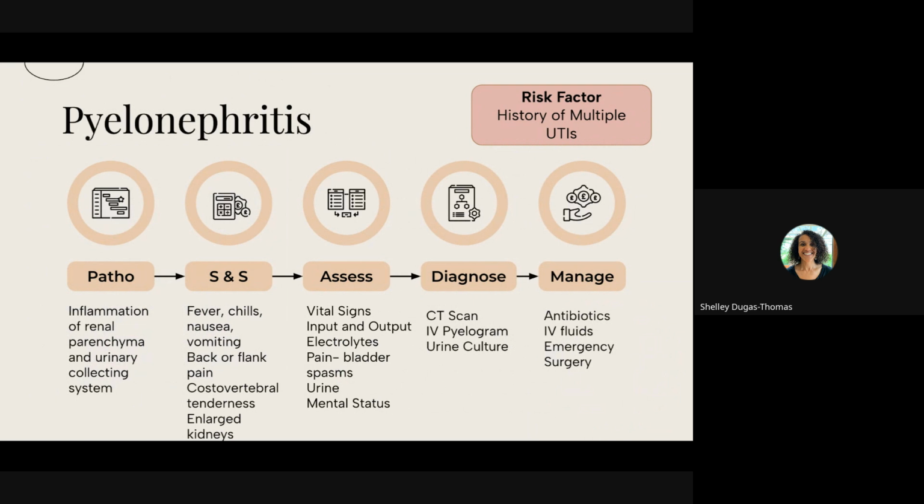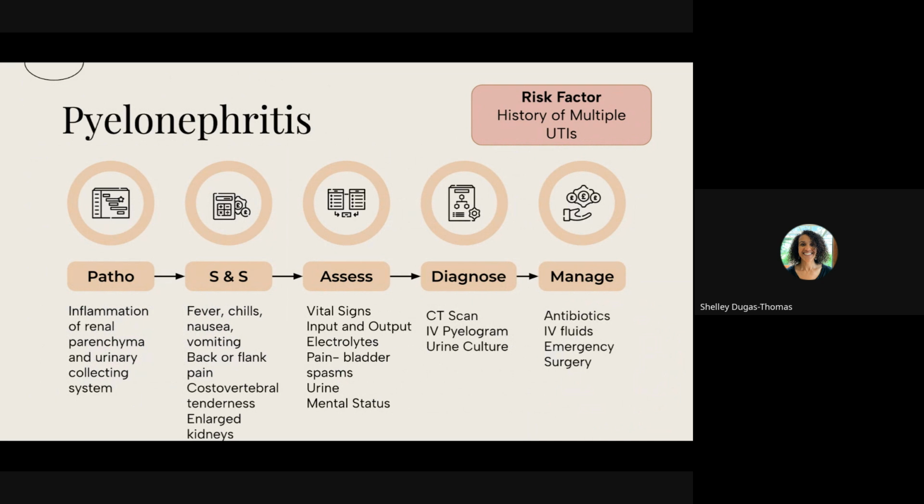Pyelonephritis is an inflammation of the renal tissue and urinary collecting system. The most common cause is a bacterial infection that occurs as a result of contamination of the urinary meatus. A major risk factor is multiple urinary tract infections. Presentation is consistent with infection and includes fever, chills, and also costovertebral tenderness.